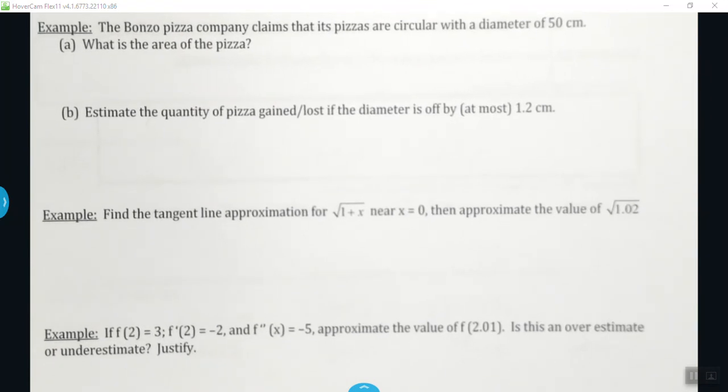The Bonzo Pizza Company claims its pizzas are circular with a diameter of 50. What's the area of the pizza?